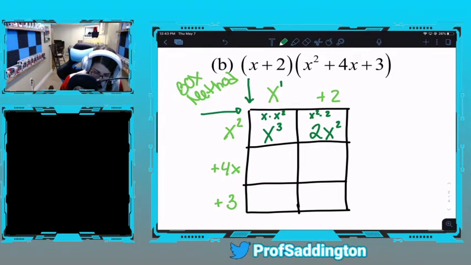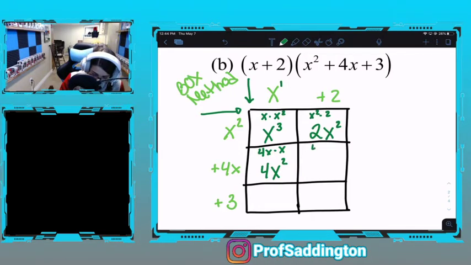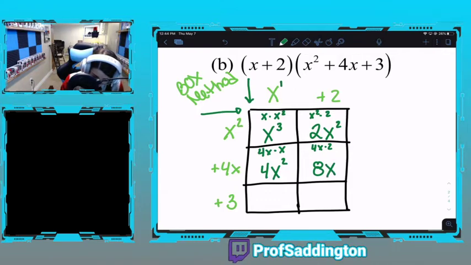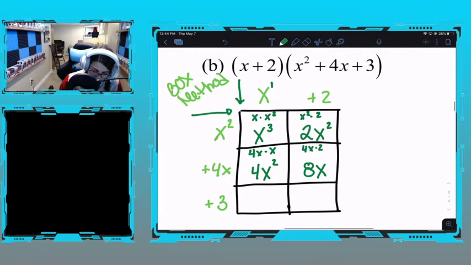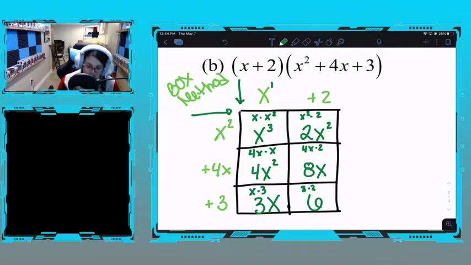So that middle left box, we have 4x times x. Well, that's going to give me 4x squared. In the box next to that, we're going to have 4x times 2. That's going to give me 8x. Next, in the bottom left, we get x times 3, which is 3x. And then in the very last box, I get 3 times 2, which is 6.